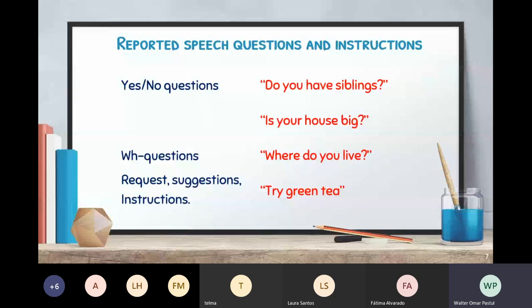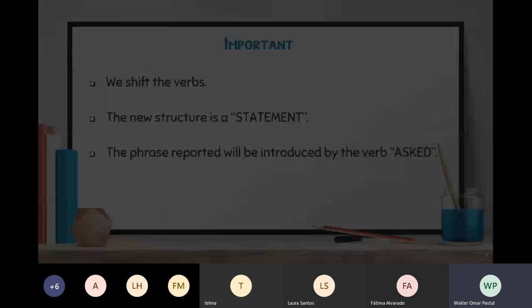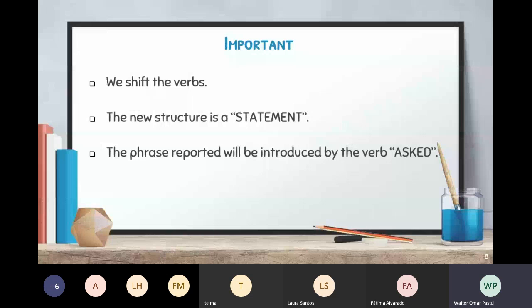And the double H question is the double H words, obviously. Where do you live? And the request or the suggestion or the command, we do it like an imperative. Try green tea. That's the way it is. So let's see this important. This is important to remember.